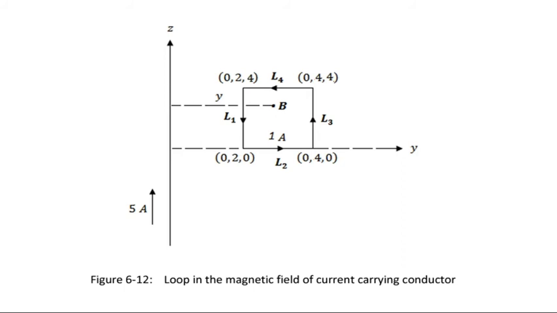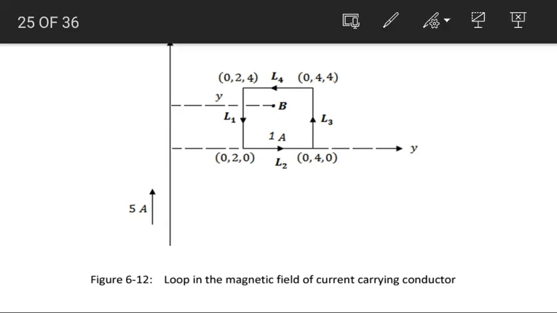You see, we have got a current carrying conductor which is extending from minus infinity to plus infinity along the z-axis. We consider this particular conductor. The current in this conductor is 5 ampere, and this current is in the direction of the unit vector az.